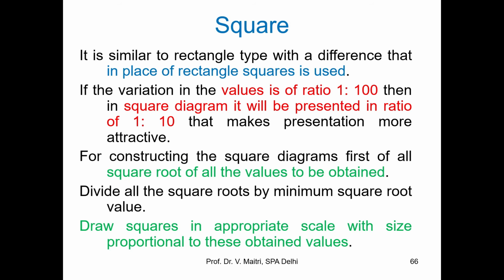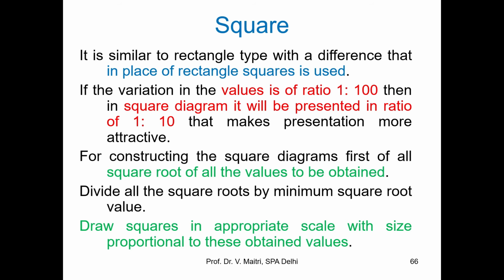Normally we present the square diagram. Here, if the variation in the values or frequencies is in the ratio of 1:100, then we present the square diagram. The square diagram reduces it to the ratio of 1:10, so our presentation becomes more attractive. First, for constructing the square diagram, we take the square root of all the values. In a rectangle it is difficult, but mostly we use the square diagram, because we find the square root and easily draw a square on that basis.